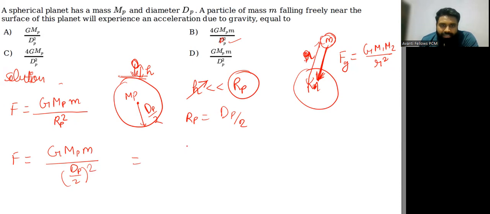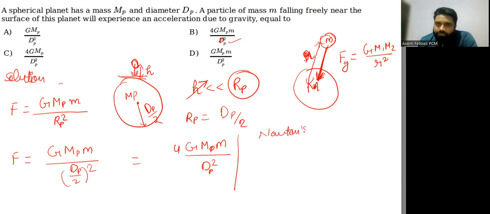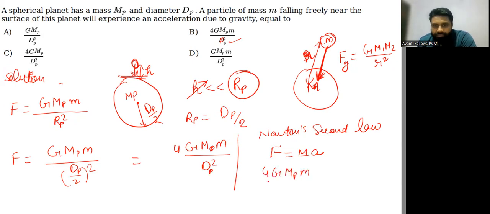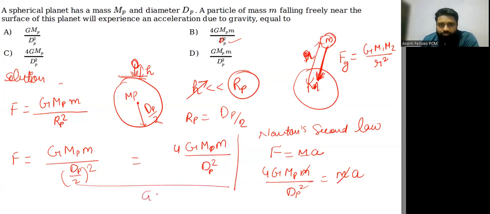Now G mp m divided by dp square, and this 4 will come upside. Now, according to Newton's second law, this force is equal to mass into acceleration. Now, force we have as 4 G mp m divided by dp square, and it will be mass of the particle times the acceleration experienced by that particle. This m and m will get cancelled out. So acceleration you will have as 4 G mp divided by dp whole square. This is option number C, the correct option.